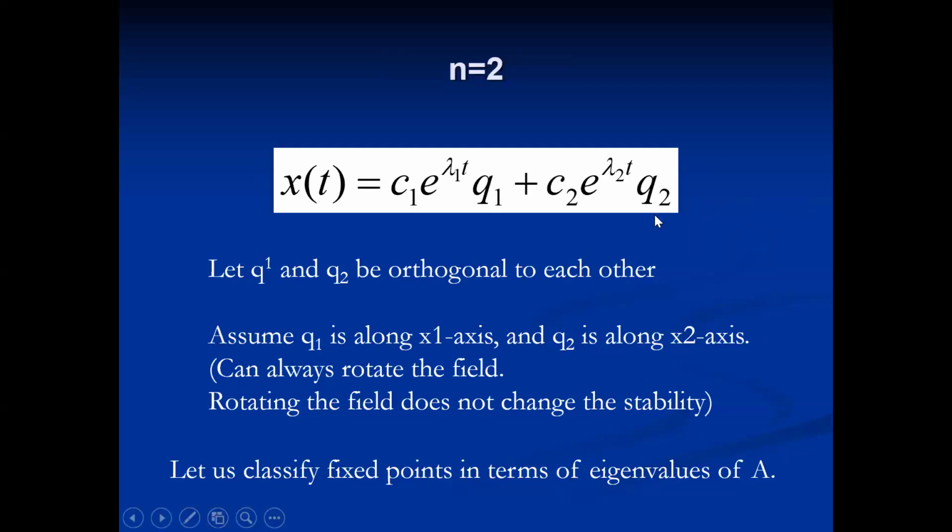But just for the sake of illustrative convenience, I'll use 2 dimensions. So n is equal to 2. Then x of t is given by c1 e power lambda 1 t times q1 plus c2 e power lambda 2 t times q2. I also make the assumption that q1 and q2 are orthogonal. Not necessary, but we'll just assume that for simplicity.